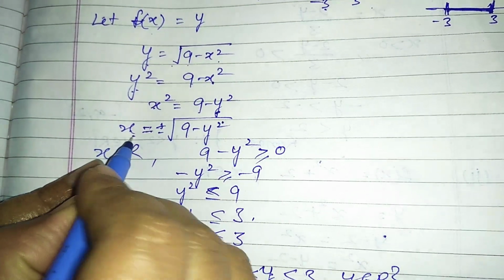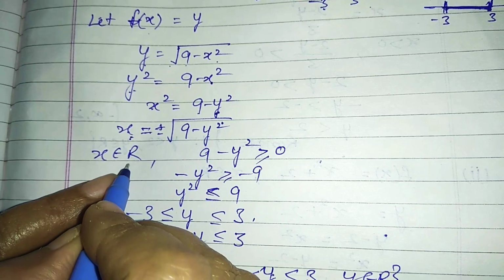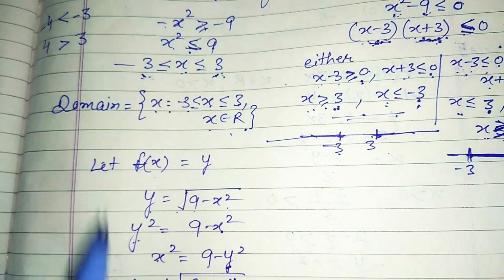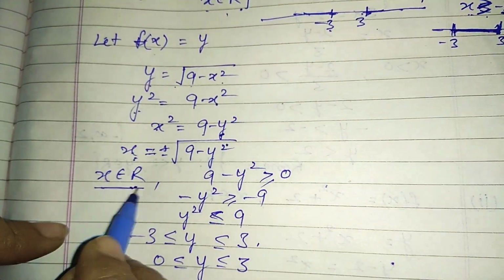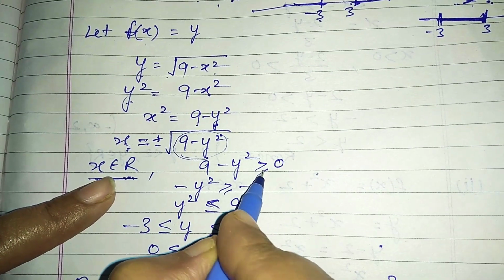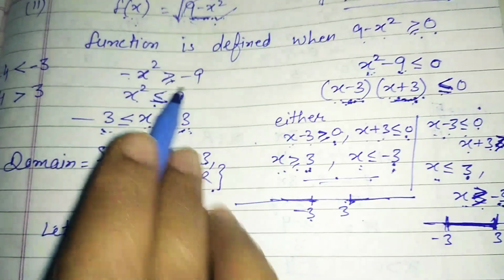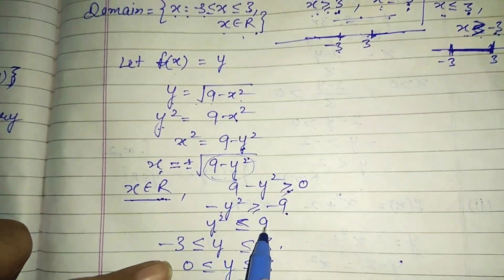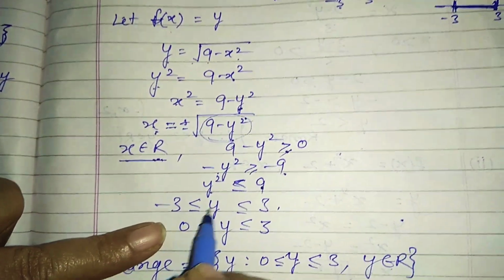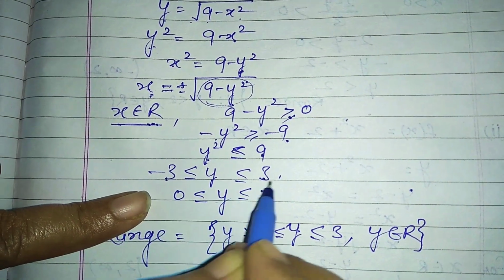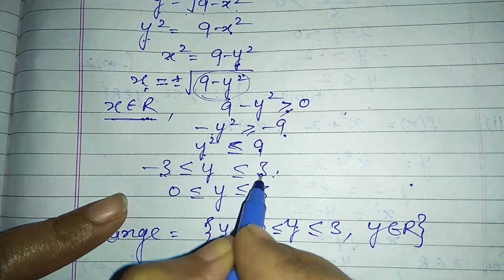Then again, x belongs to real numbers, because the domain is real. So in this, the domain is minus 3 to 3, that is a subset of real numbers. So x belongs to real, then this should be greater than or equal to 0, same as in this case. Okay, so minus y square is greater than or equal to minus 9, y square will be less than or equal to 9. Then y lies between minus 3 and 3, and minus 3 and 3 also.